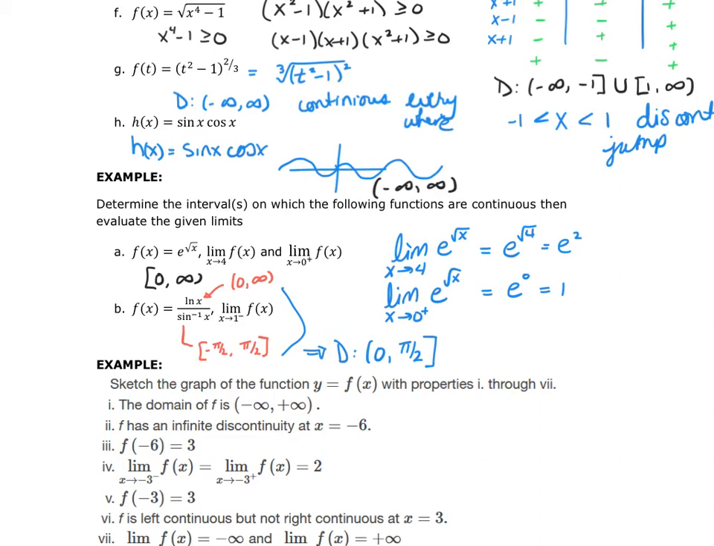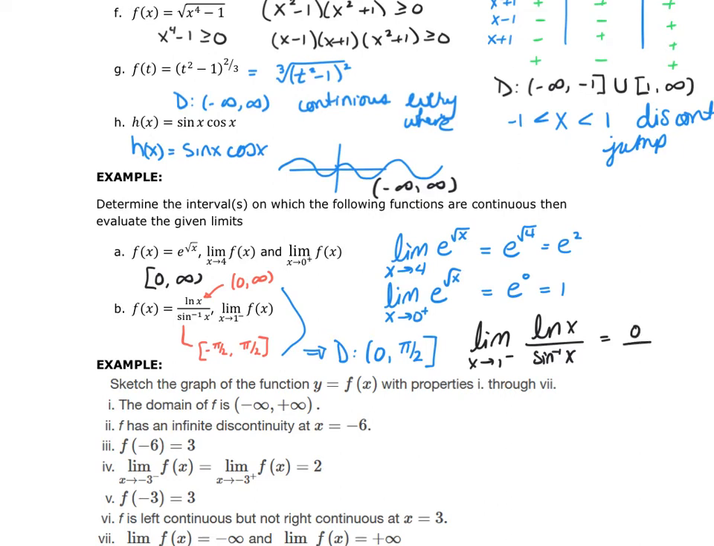Then I ask myself, is 1 in there? And the answer is yes, because pi/2 is less than 1. So the limit as x approaches 1 from the left will be the natural log of x over the sine inverse of x. I just want to make sure that my calculator is in radians, and so I can do a direct substitution. The natural log of 1 is 0.